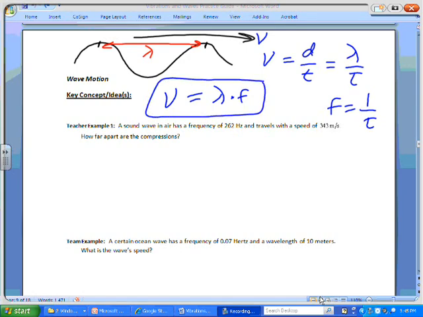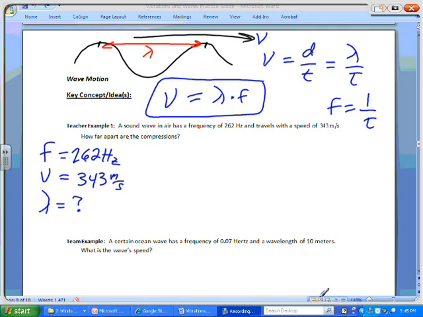Okay, let's take a look at the example in your packet, the first example. A sound wave in air has a frequency of 262 hertz, and it travels with a speed of 343 meters per second. We want to know how far apart are the compressions. And they want to know how far apart are the waves.